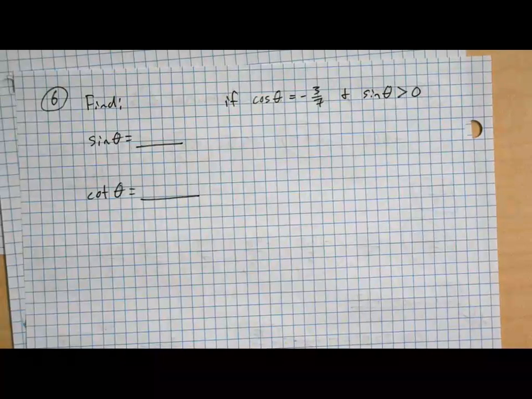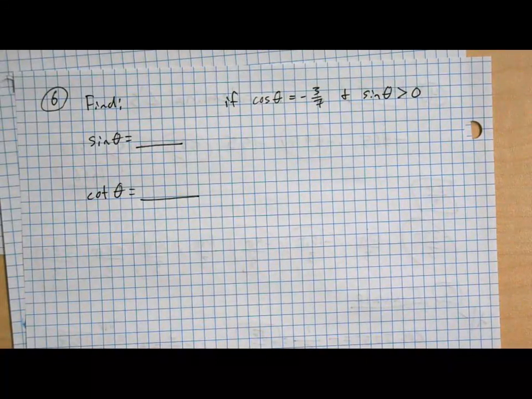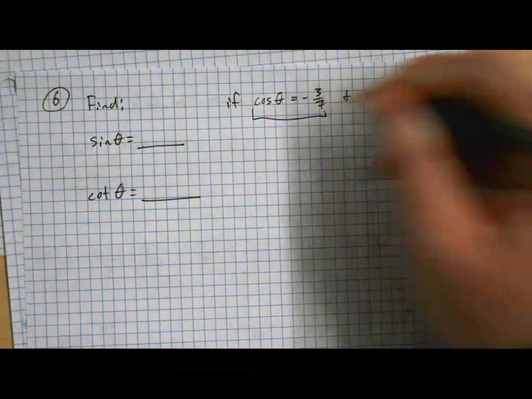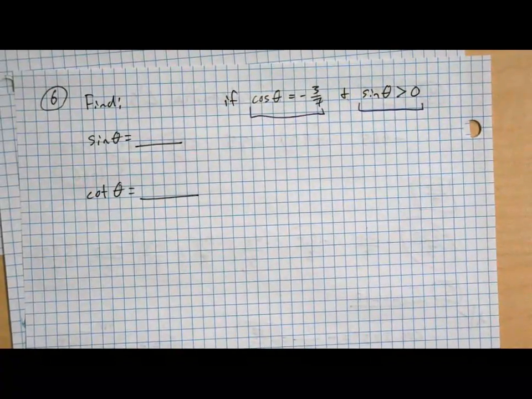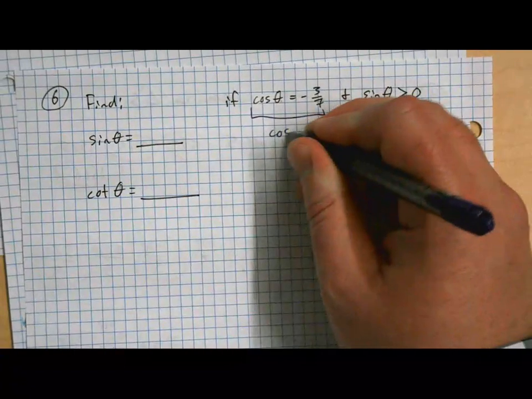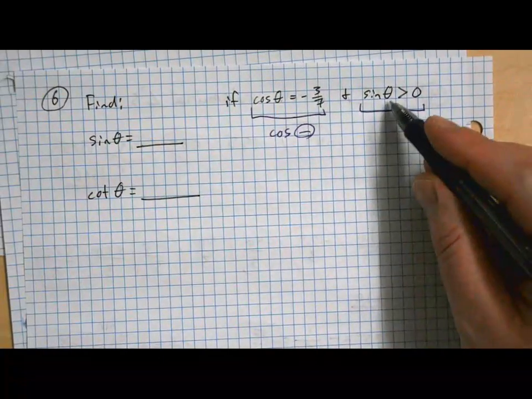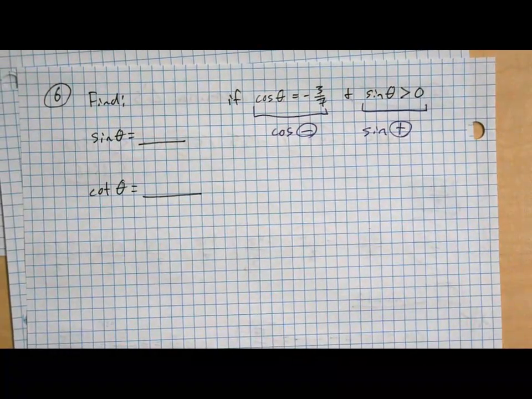So these problems involve a few different phases, the first of which is determining the quadrant. The problems will always provide you 2 clues about what quadrant you're in. One clue is going to come from this piece, and one clue is going to come from this piece. This first piece of information tells me that cosine of wherever this angle is, the cosine is negative. And wherever this angle is, the sine is positive. Greater than 0 is positive.